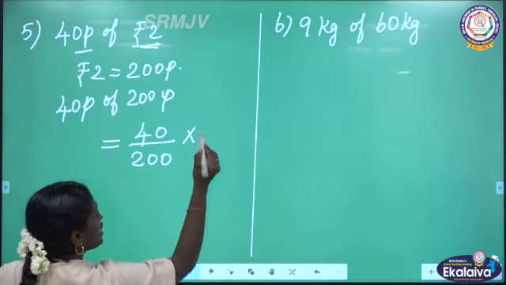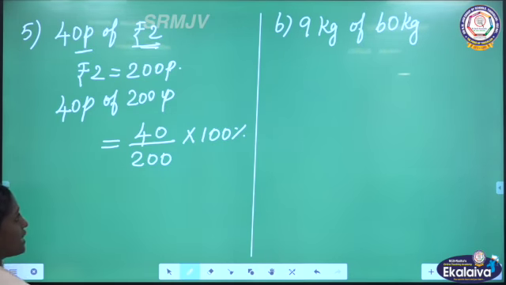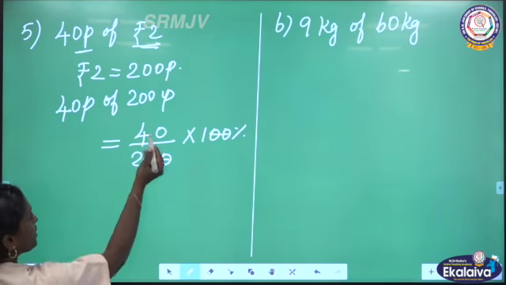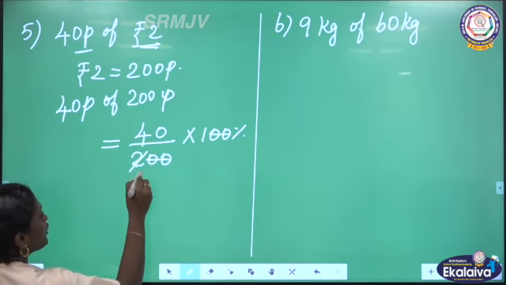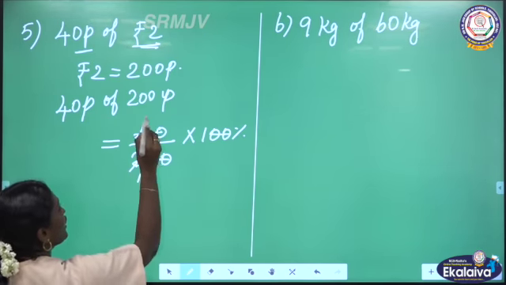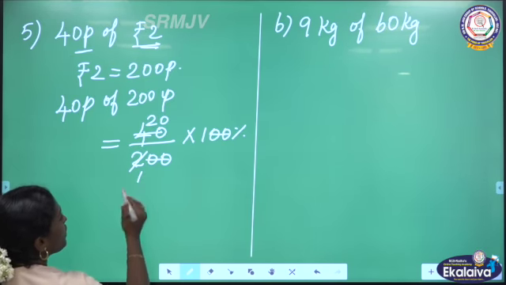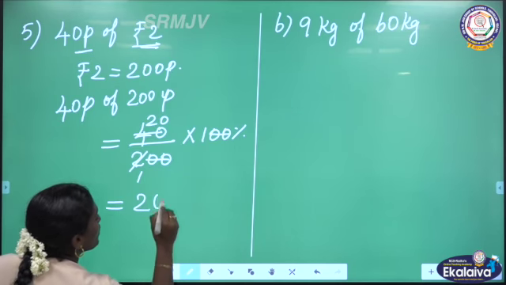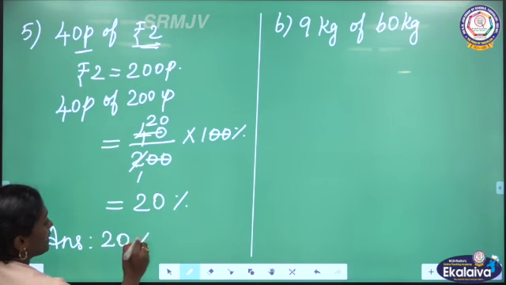To convert it as a percentage, we have to multiply it by 100 percentage. Now we can reduce 2 zeros, 2 zeros. We can reduce the numbers 40 and 2 in 2 table. In 2 table 1 time. Here in 2 table 20 times 40. Now in denominator 1 alone is there. In numerator 20 into 1. So 20 percentage is the answer.